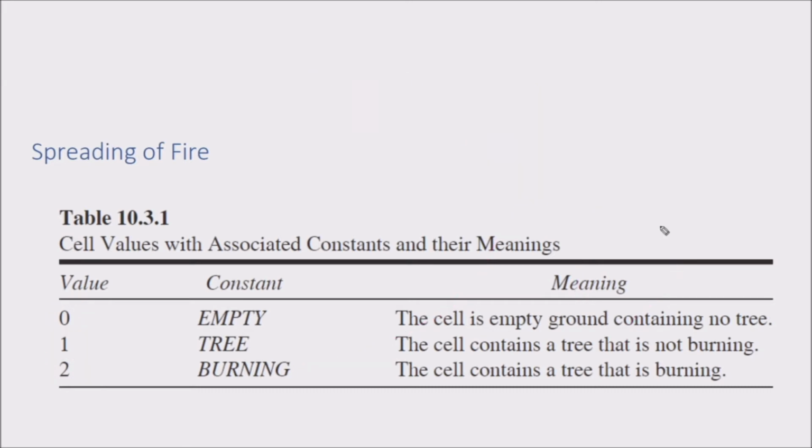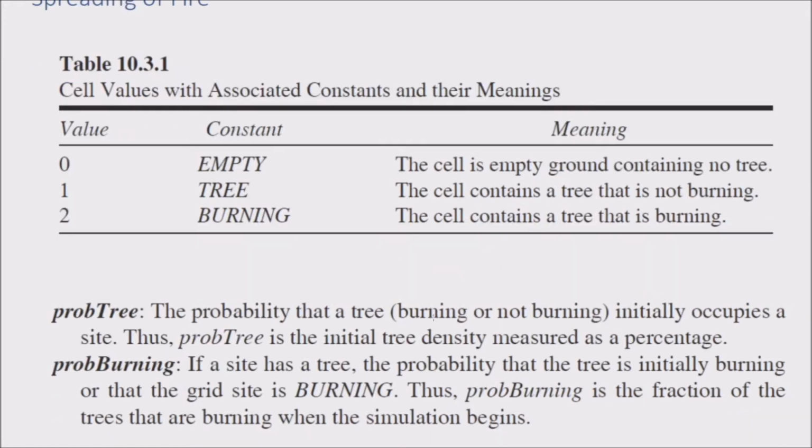Okay, so let's talk about these two terms here. One term says the probability of tree. That means the probability that a tree initially occupies a site. I mean, in a site, right? Occupies a site. So what is a site? Well, a site is what we call one grid cell, right? So one cell in the grid, actually. One cell.